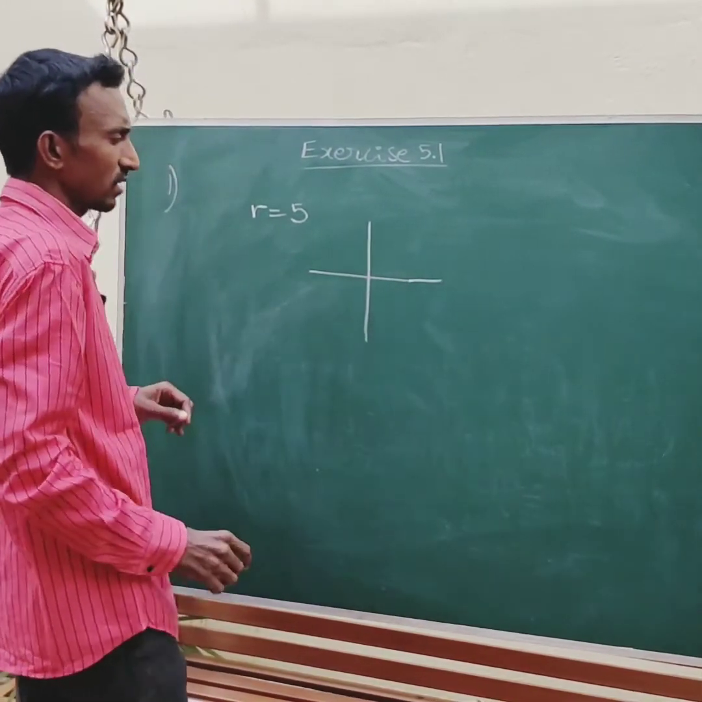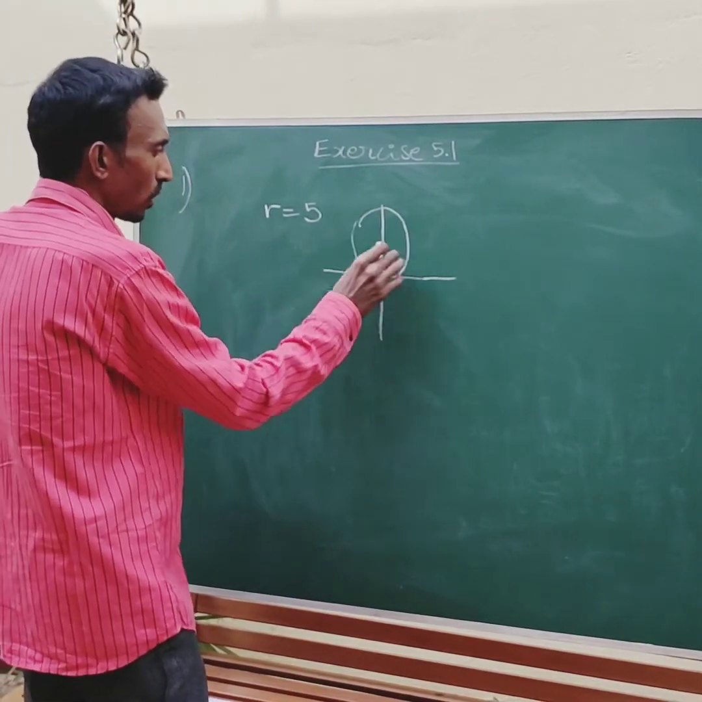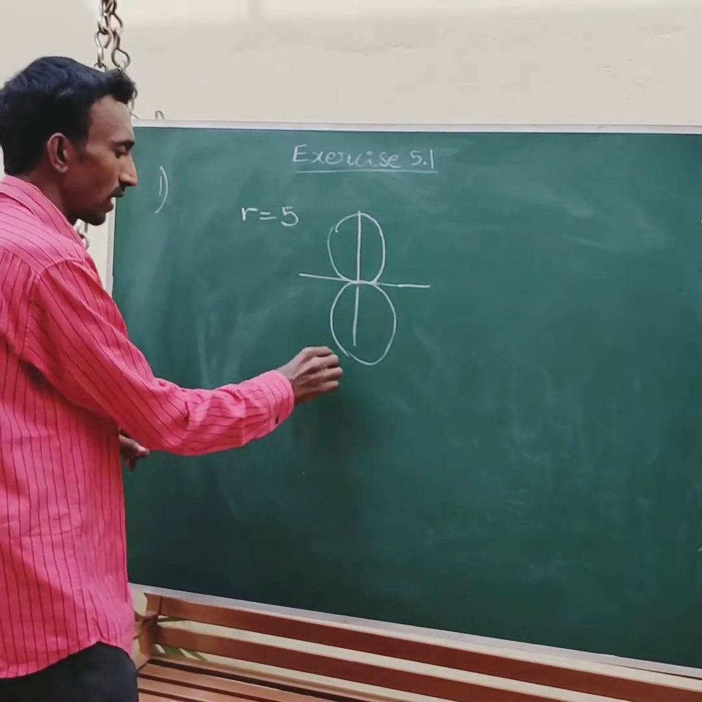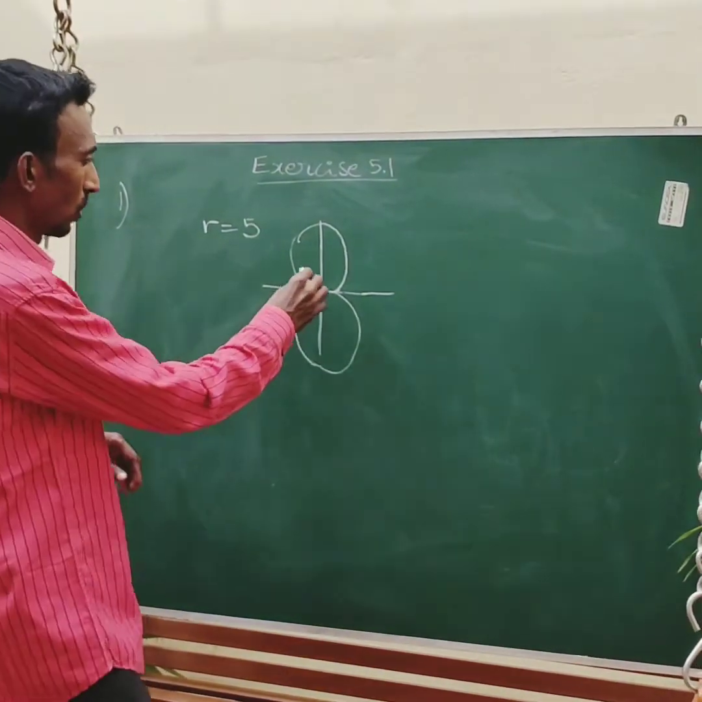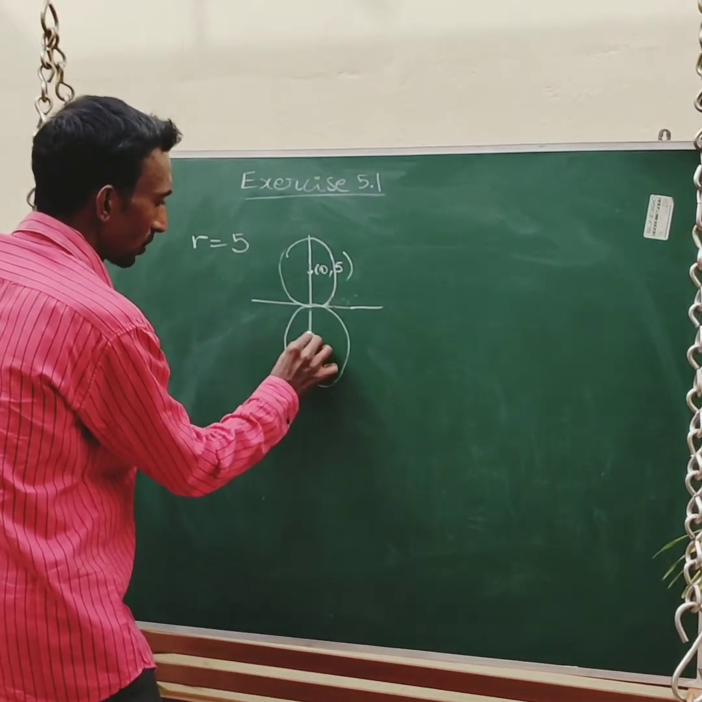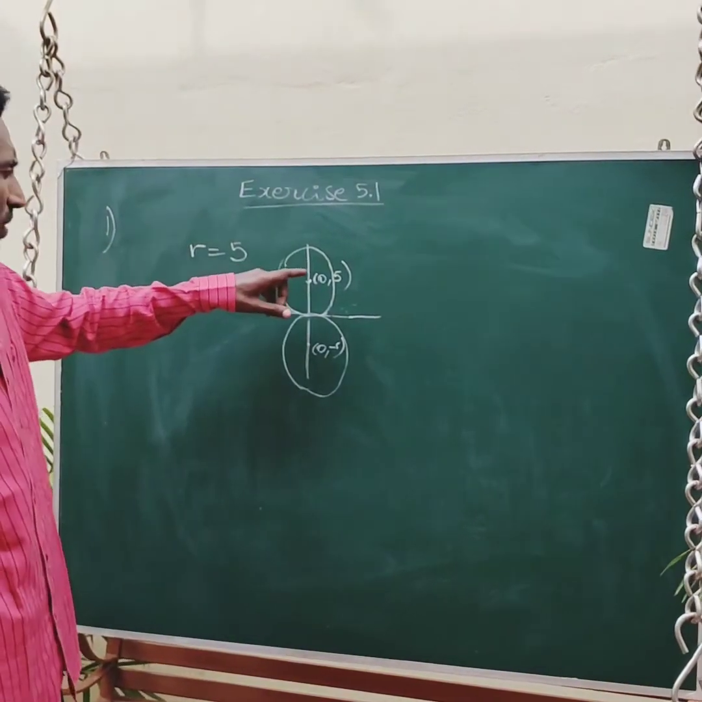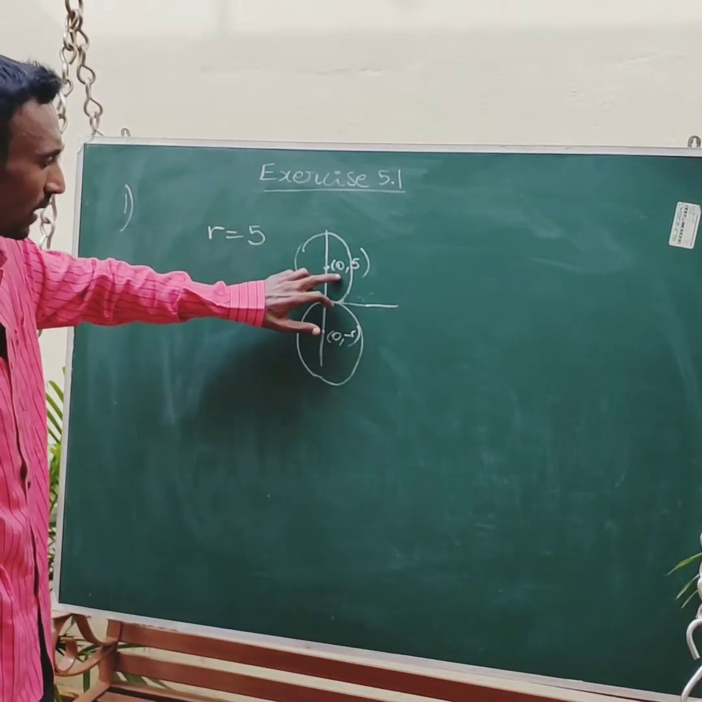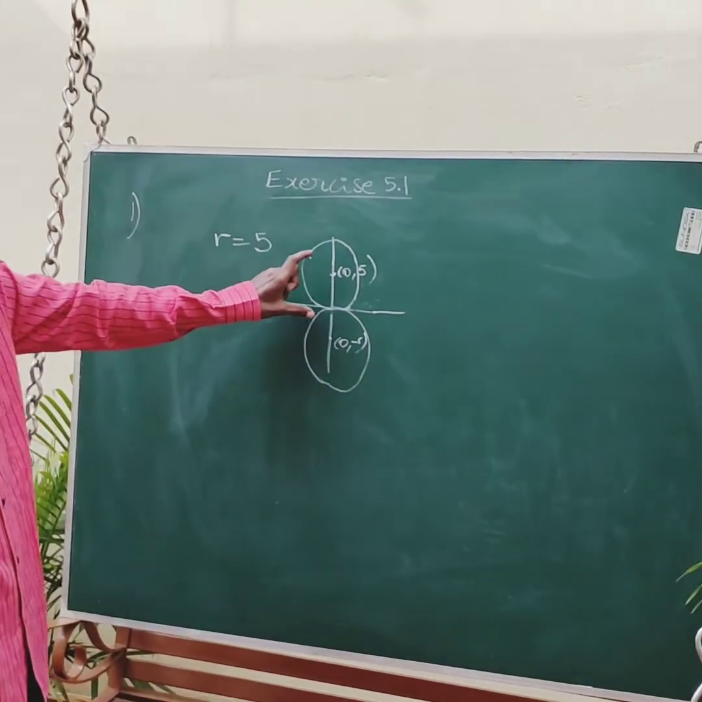Touching the x-axis at the origin means the circle may lie above the x-axis or below the x-axis. That's why the question asks us to find the equation of circles. So the center may be 0, 5 or 0, -5. So we can get two circles.